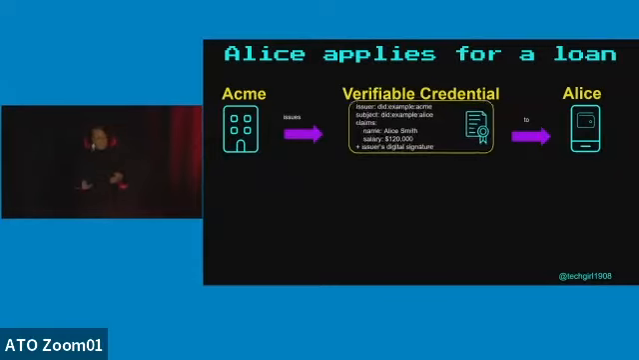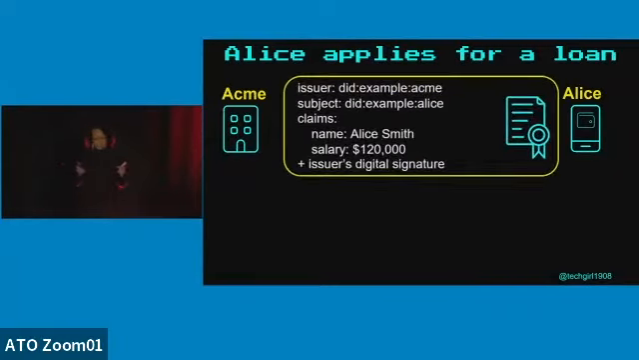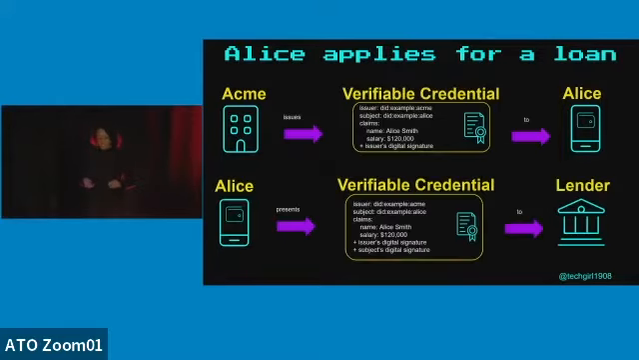Okay? I want to double click inside that credential. I want you to see what's in here. So we have the issuer as Acme. We have the subject as Alice. More specifically, we have the decentralized identifiers for both Acme and Alice. And then we have the claims that the issuer is making about the subject. So Acme is saying, yes, this person's full name is Alice Smith. Her salary is $120,000. And then they've cryptographically signed this credential. All right? That's all the information that's needed, so that's all that's provided.